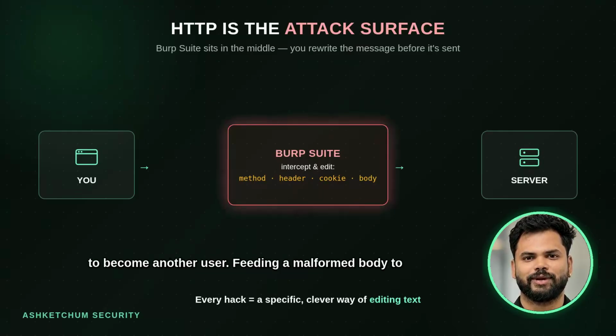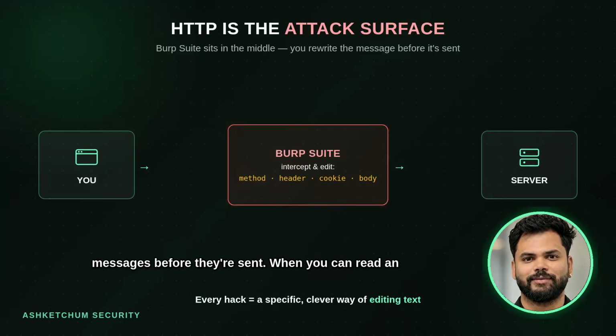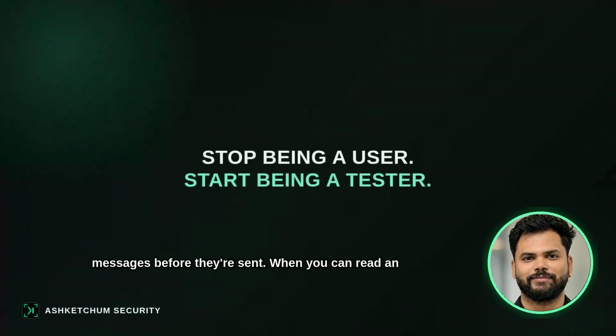Editing a cookie to become another user, feeding a malformed body to trigger an injection, reading a status code to map what exists. A tool like Burp Suite exists for exactly one reason, to sit between your browser and the server and let you intercept and rewrite these messages before they're sent. When you can read an HTTP request and instantly see every value you control, you stop being a user and start being a tester. That's the shift this whole episode was built to give you.